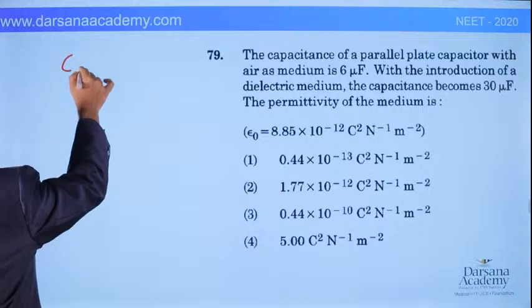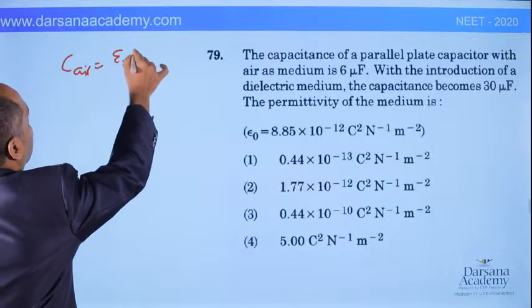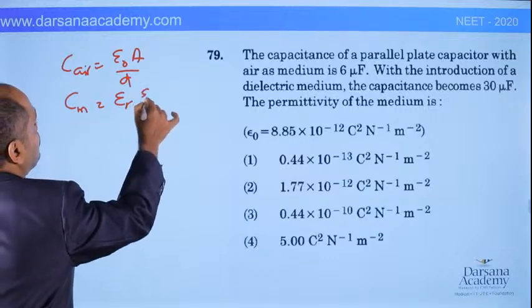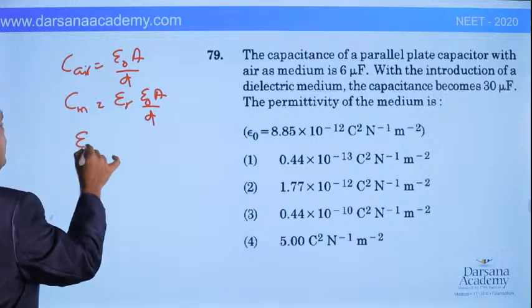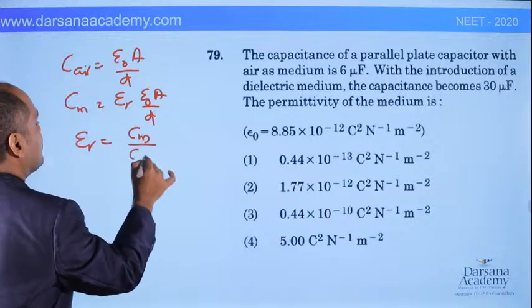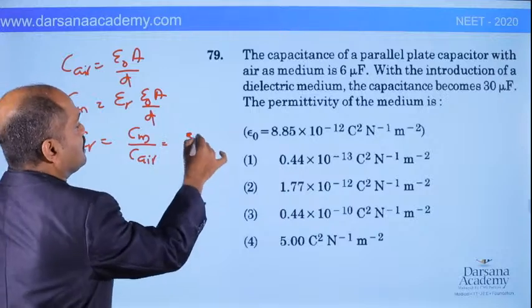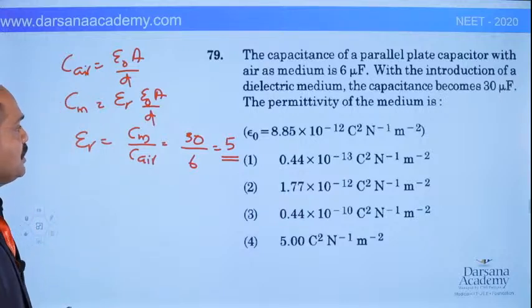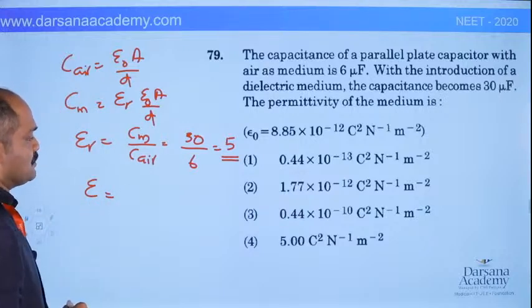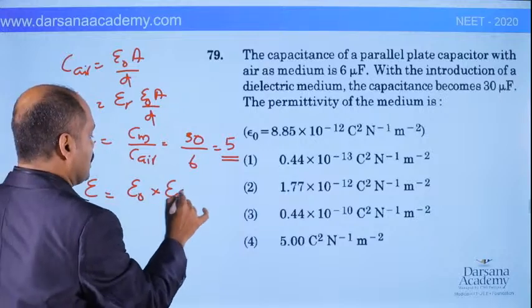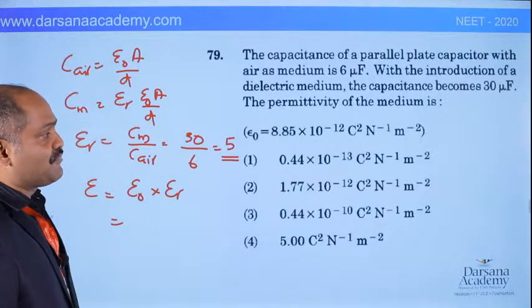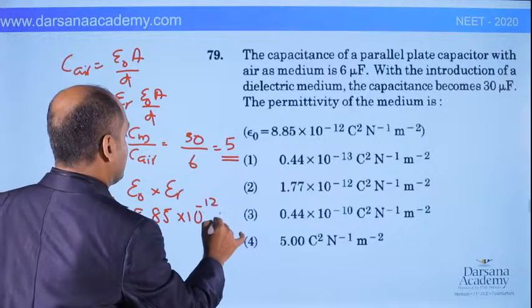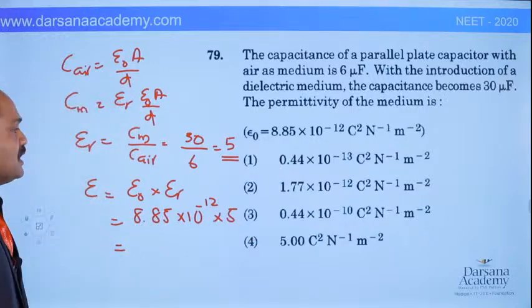Okay. So C air, you know, is epsilon 0 A divided by d. C medium will be epsilon 0 epsilon r A by d. So the relative permittivity will simply be C medium divided by C air, so it will be 30 divided by 6. It will be 5. Here we just found the relative permittivity. Now the permittivity of the medium is epsilon equals epsilon naught into epsilon r. So you multiply that answer 5 with the value of epsilon naught, 8.85 into 10 raised to minus 12, into 5. So it will be nearly 40.